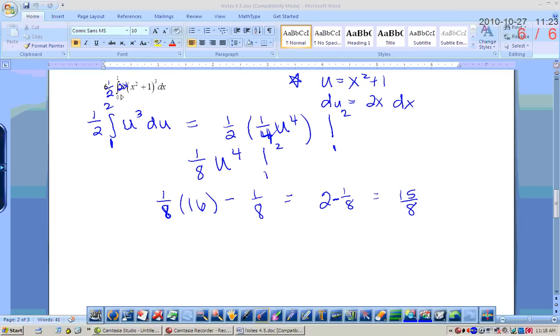Yes, because I changed, okay, the original integral started with 0 to 1 in terms of x's. Because I changed that to 1 to 2, which was in terms of u's, then I can use that with my u right here, as opposed to if I didn't change these limits of integration, I would have to plug the x squared plus 1 back in, and then I could go back to using 0 to 1. But it just makes it a little bit simpler, in my opinion.